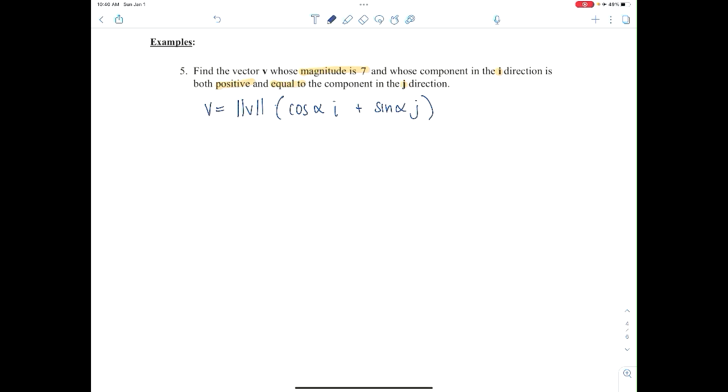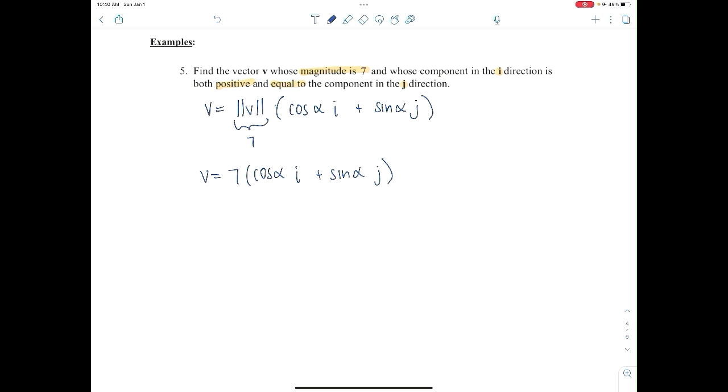So if our magnitude is 7, that means that this piece is 7. So I have v equals 7, cosine of some angle in the i component, sine of some angle in the j component. So now we're just missing our alpha. What is this angle in i and j?